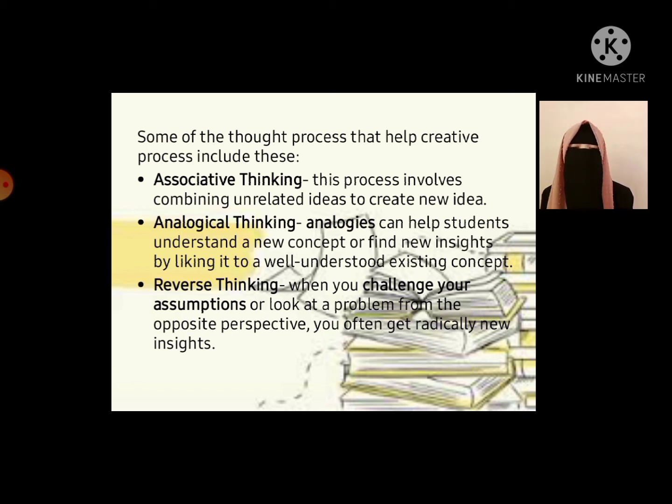So it is creative. The second is the analogical thinking. It is the analogies that can help students understand a new concept or find new insights by linking it to a well-understood existing concept. So it helps the students to understand and create new concepts, meaning it is really creative.